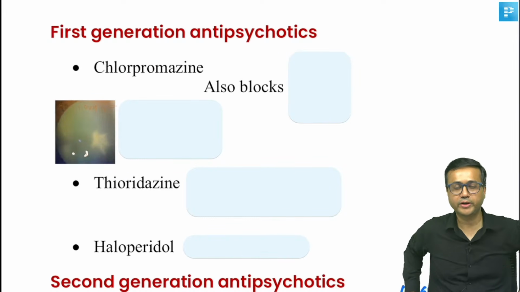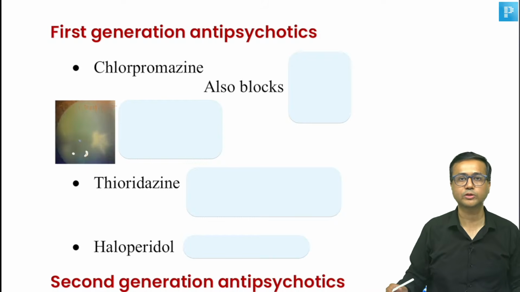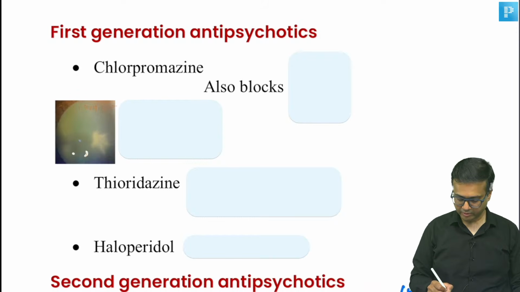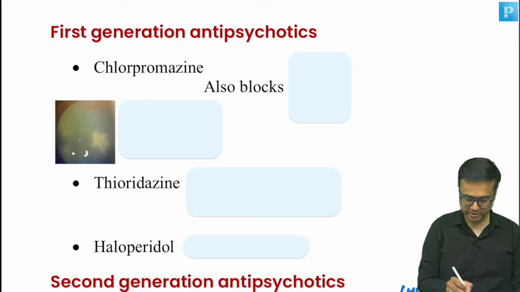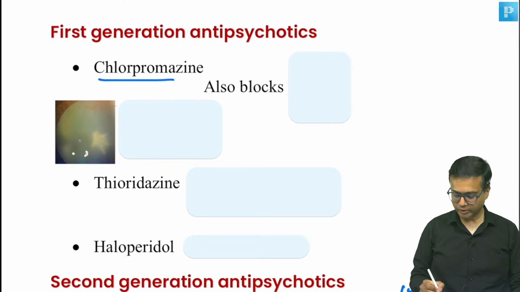Now see, let's discuss a few points beta about these drugs separately. So I'll discuss a few more points about these drugs. So let's discuss some points about the first generation antipsychotics beta. One is chlorpromazine beta. This is a first generation antipsychotic.